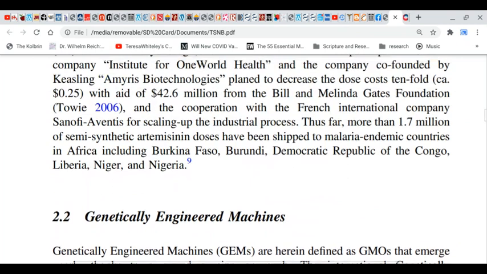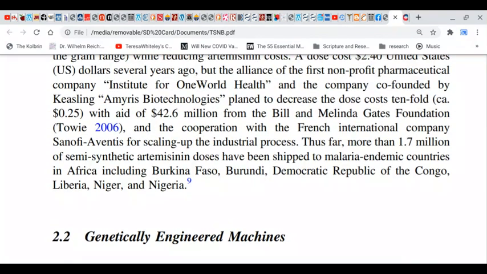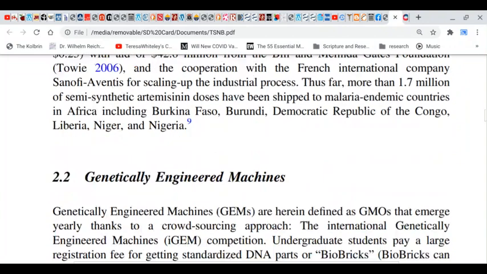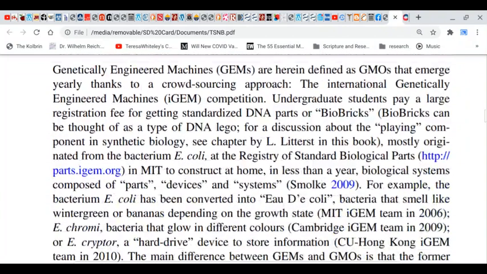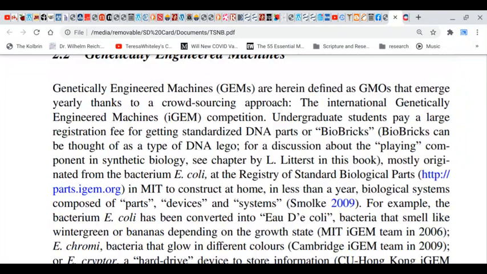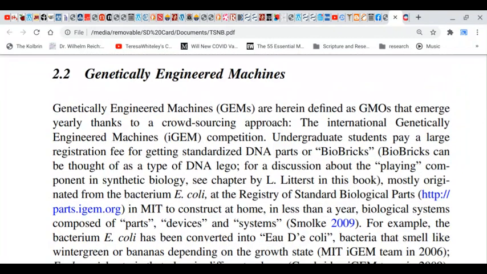Sanofi, haven't we heard of them recently? And of course, Bill and Melinda Gates Health Foundation is involved in it. And is this COVID really a cover up for malaria? Can't help but wonder that.